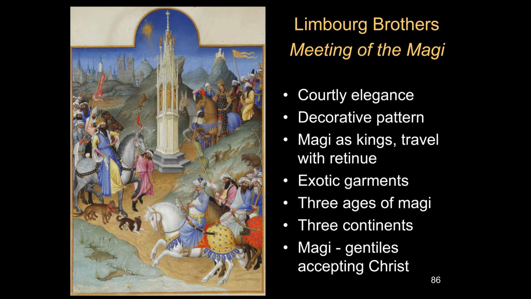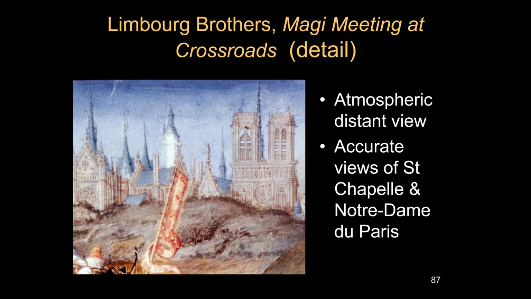And as I said, they may very well represent the 3 continents of the earth. And as we've already said, the Magi were seen as the Gentiles who accepted Christ. And I believe St. Augustine says who make up the church, because by, of course, the time of St. Augustine, the church was heavily Gentile. By this time, of course, completely, I guess.